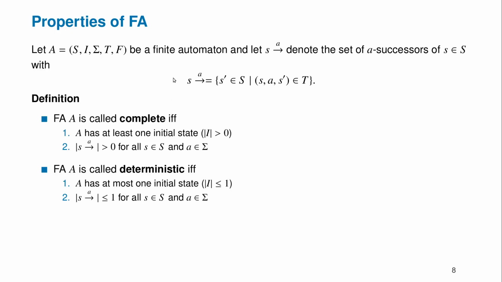And now we introduce these two important notions of completeness and determinism. We call a finite automaton A complete if and only if A has at least one initial state. So the set of initial states is larger than 0. There is at least one. There can also be multiple.